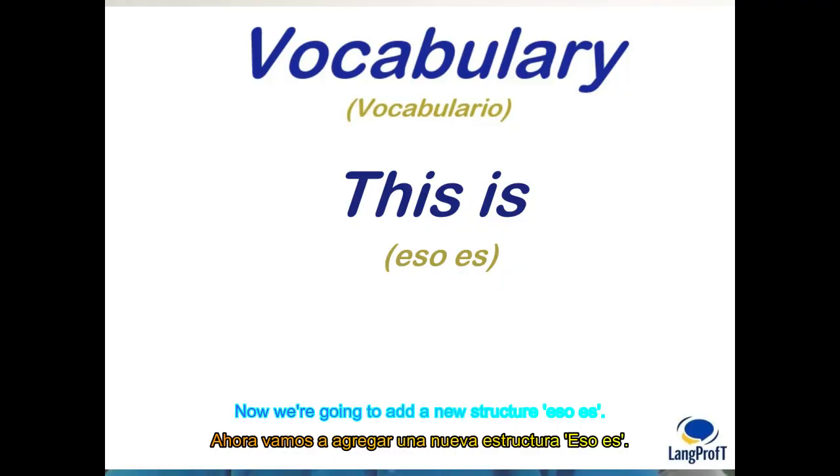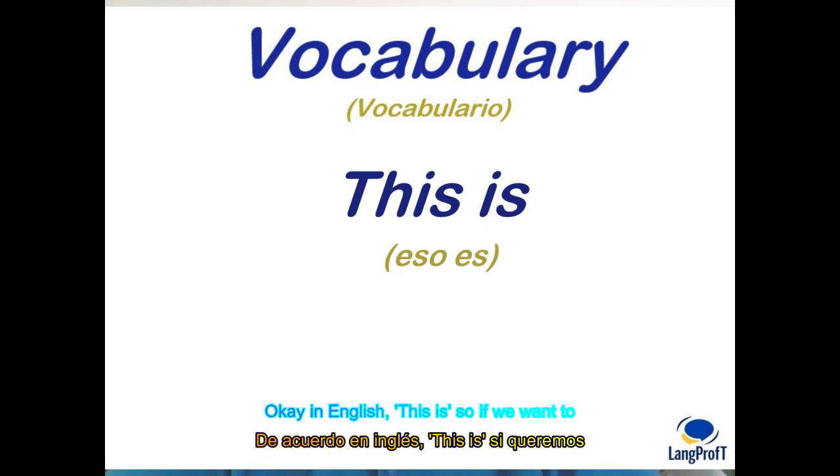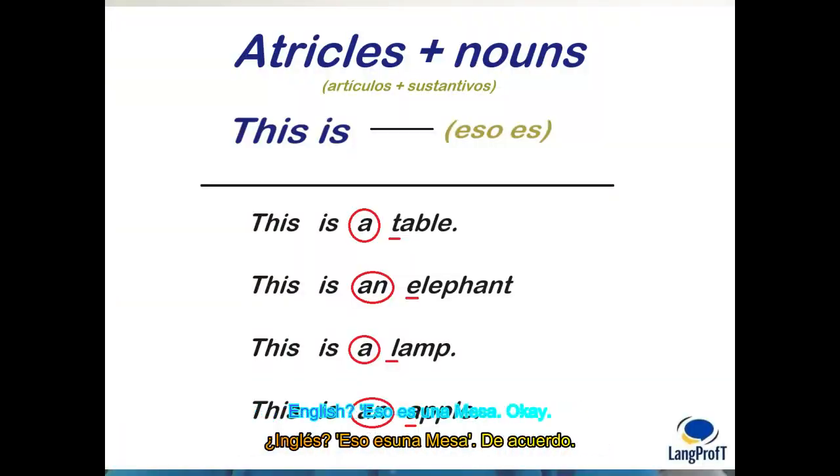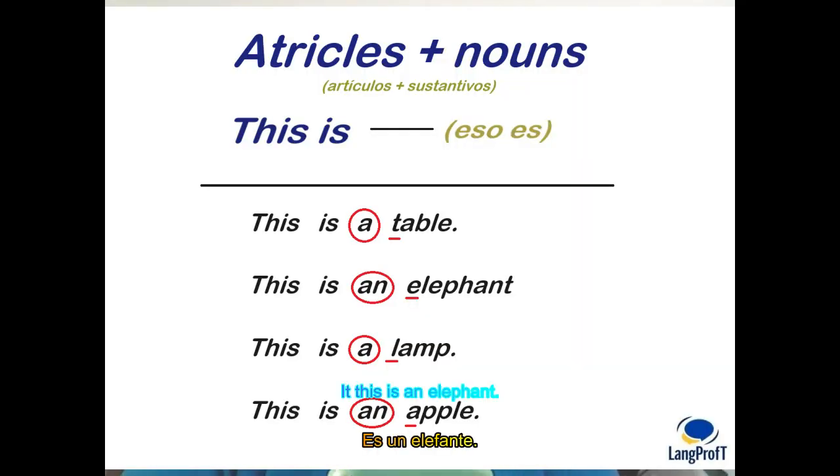Now we're going to add a new structure. Eso es. Okay, in English, this is. So if we want to say eso es una mesa, how can we say it in English? Okay, let's see. This is a table. All right, let's look at the other examples that we have here. This is an elephant. This is a lamp. This is an apple. Okay, great.